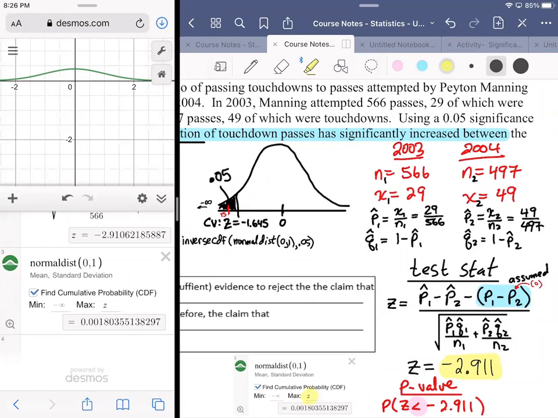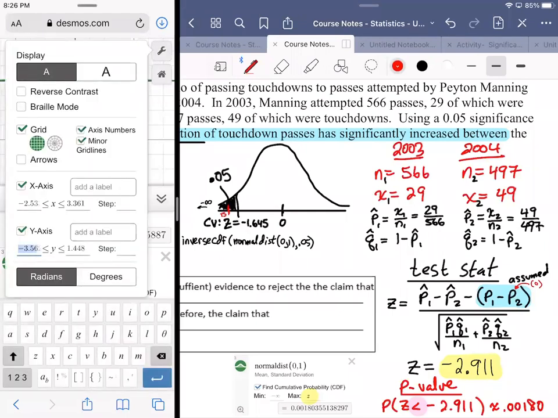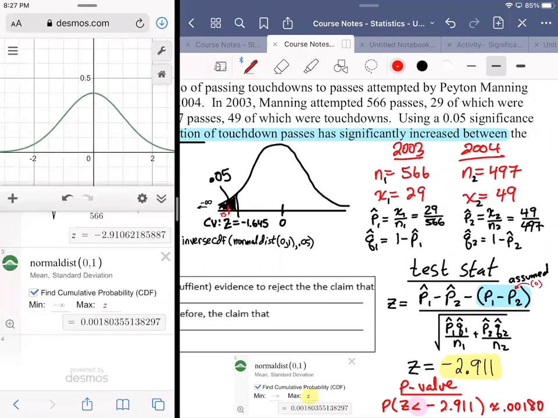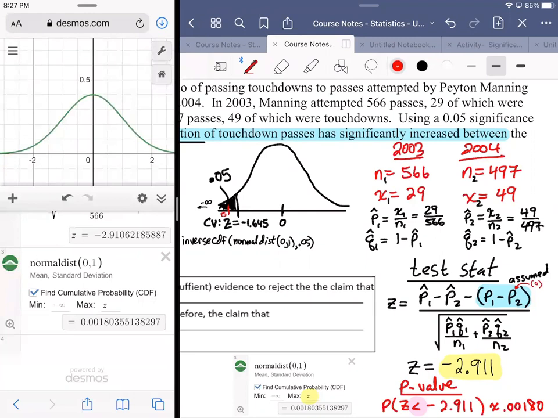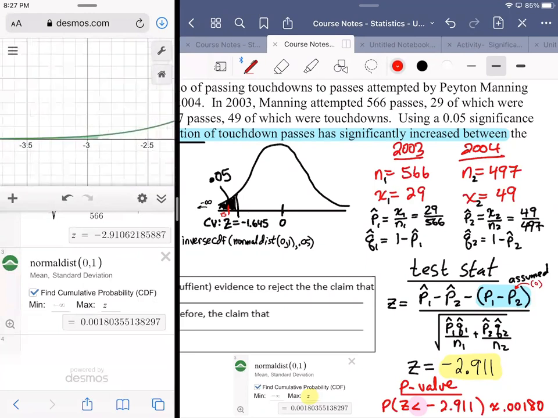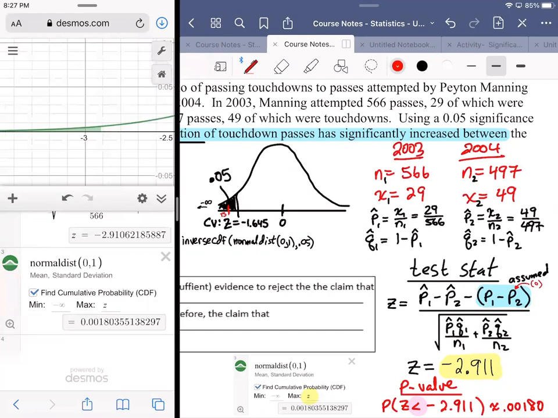Right now, if you look at the picture, it doesn't look like it really did anything, but it actually did. We got the p-value of 0.00180. If you look closely at the graph, I could change my window again. I don't like the default here, but it is what it is. So you look at this and you say, oh, I don't see anything. But you've got to understand it's somewhere around negative 2.911, which is going to be over in this neighborhood. If I bring it in closely, you can see that there's a little teensy tiny bit of shading there. That little bit of shading is associated with the p-value.